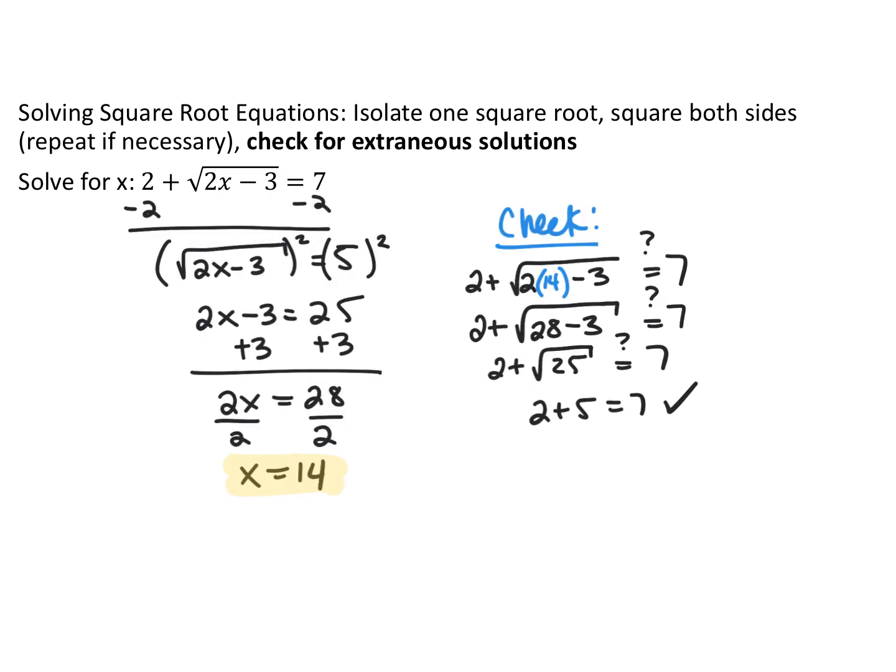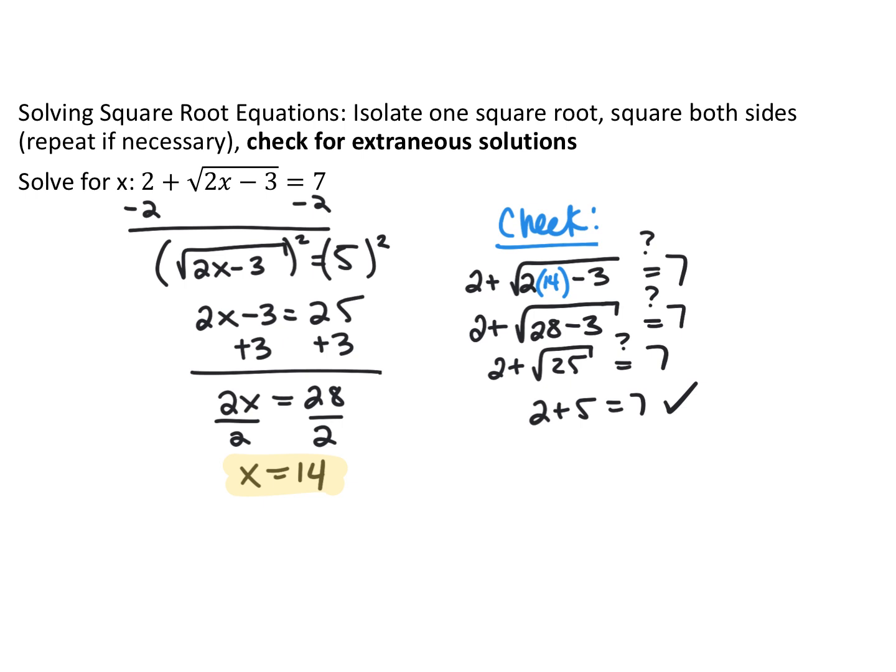So I isolated the square root by subtracting 2 from both sides, and I got the square root of 2x minus 3 is equal to 5. So to undo a square root, I squared both sides and got 2x minus 3 is equal to 25. And now this is just a regular two-step equation, so I added 3 to both sides and divided by 2 and got x equals 14. But with square root equations, you always have to check for extraneous solutions.